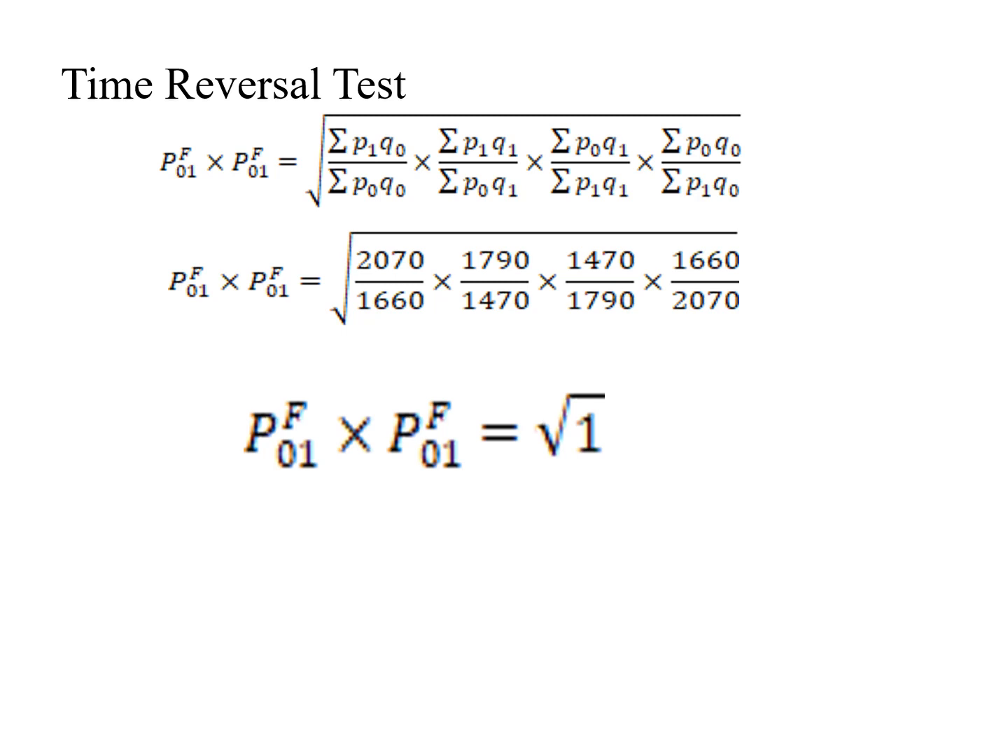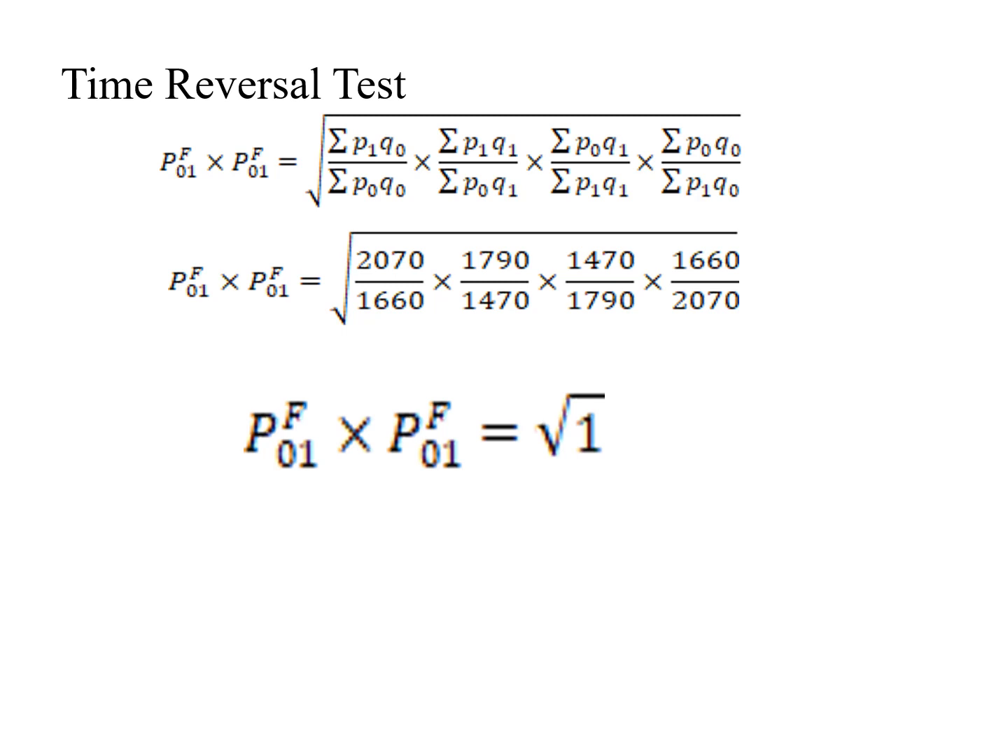So this is the formula for the time reversal test. P of 0,1 is the square root of sum of P1 Q naught divided by sum of P naught Q naught, into sum of P1 Q1 divided by sum of P naught Q1, into sum of P naught Q1 divided by sum of P1 Q1, into sum of P naught Q naught divided by sum of P1 Q naught. So now we will substitute the values in this formula.